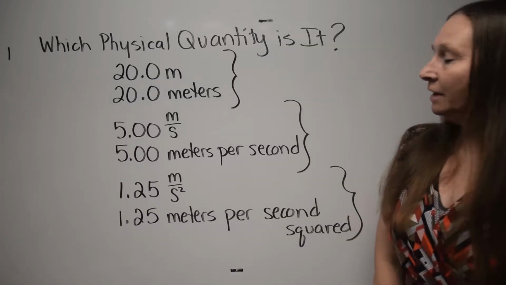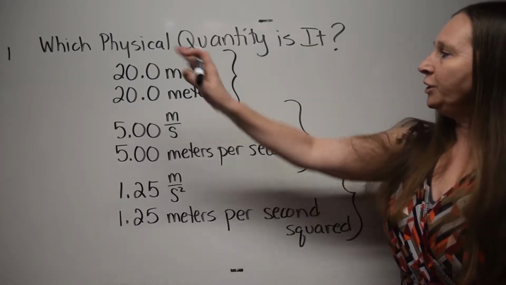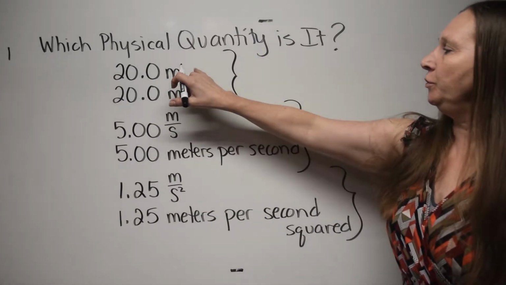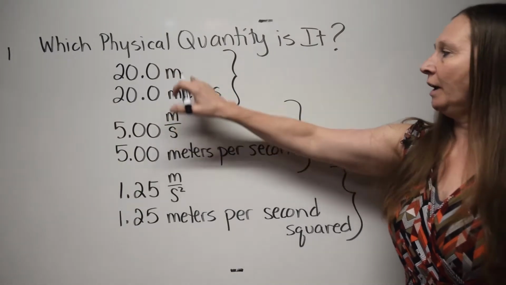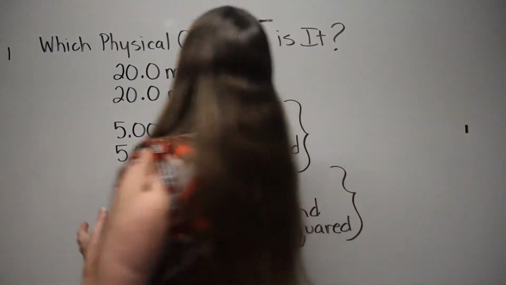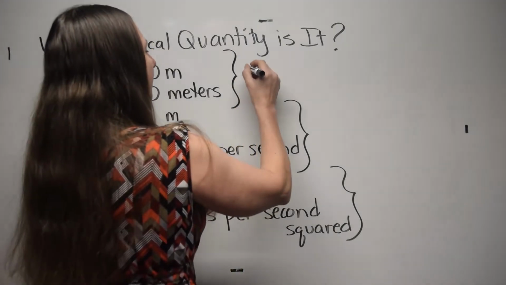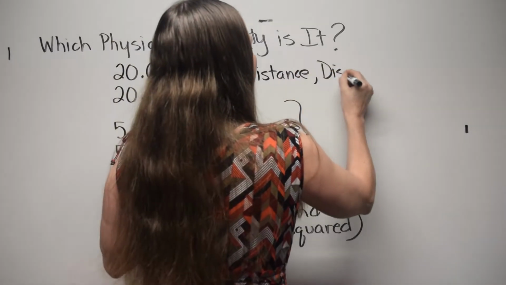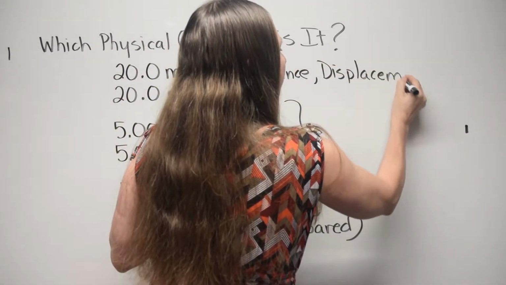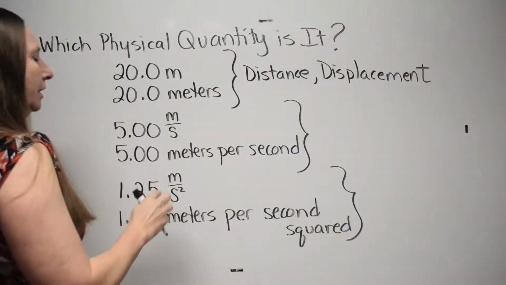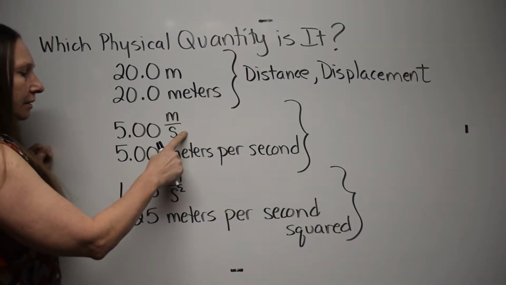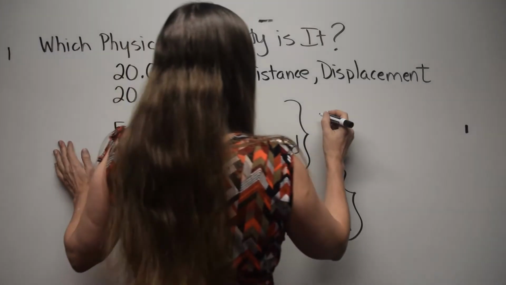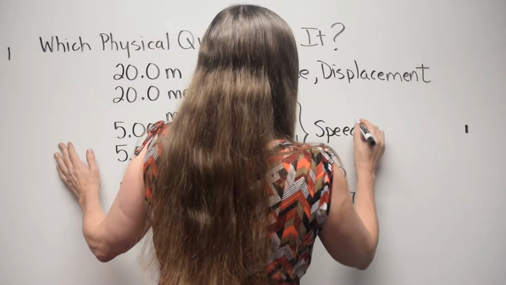Don't make the mistake that some students make. Which physical quantity are we talking about? Well, if you see the unit m, or meters, m is for meters, then you know that the physical quantity is either a distance or a displacement, if you see only meters. Now, if you see meters per second, then you know that you're looking at a speed or a velocity.